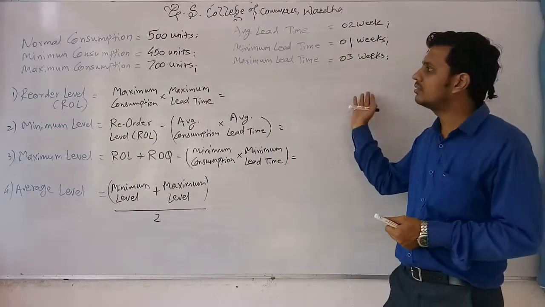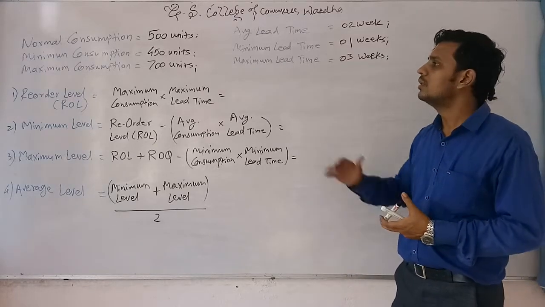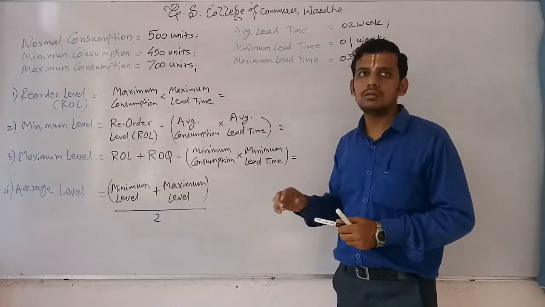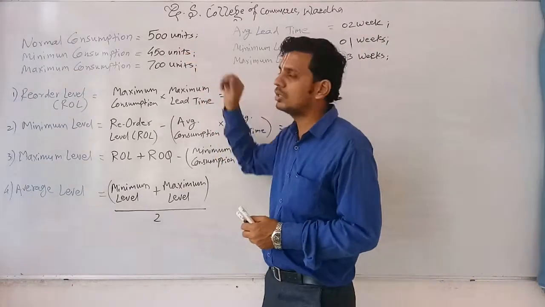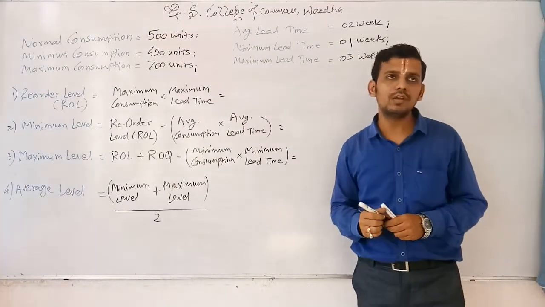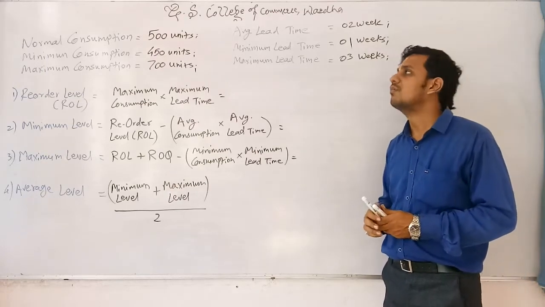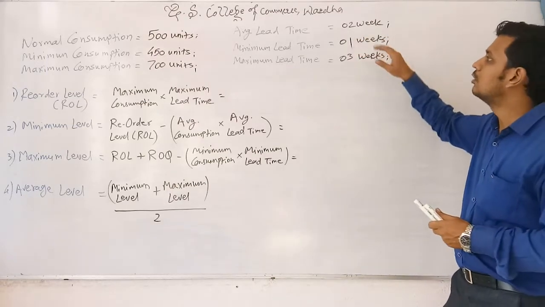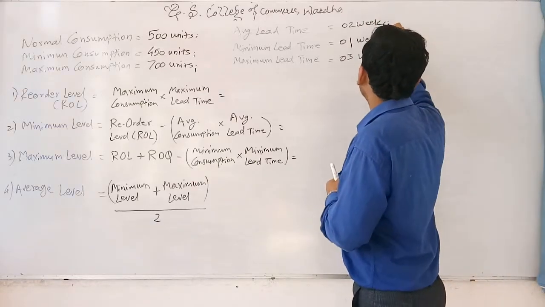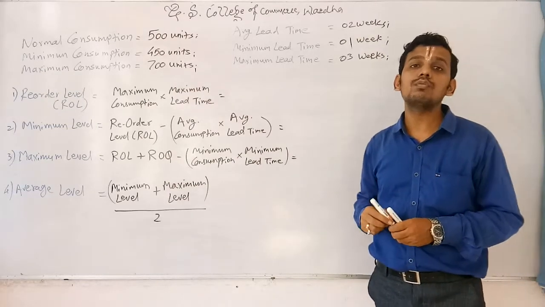Now in this lecture we will start with similar numerical problems so that we could better understand the formula and have practice of the same. Here the question says that normal consumption is given of 500 units, whereas minimum consumption is 450 units and maximum consumption is 700 units. Average lead time is given in the question as 2 weeks, whereas minimum lead time is 1 week and maximum lead time is 3 weeks.